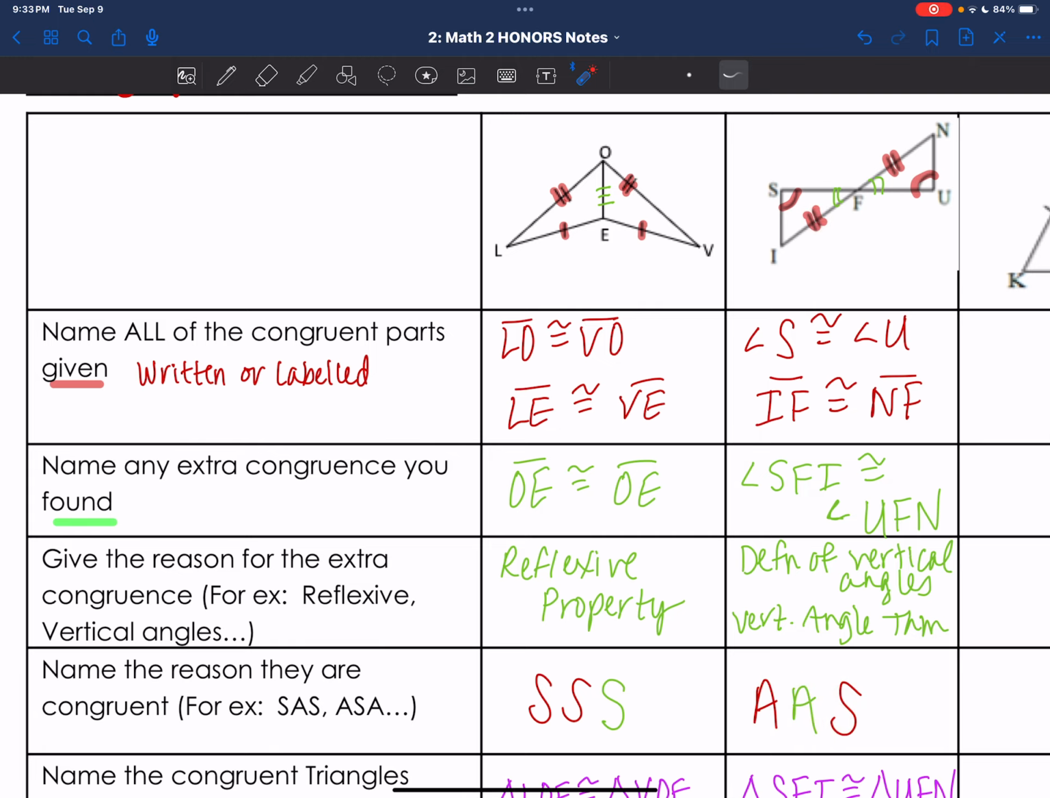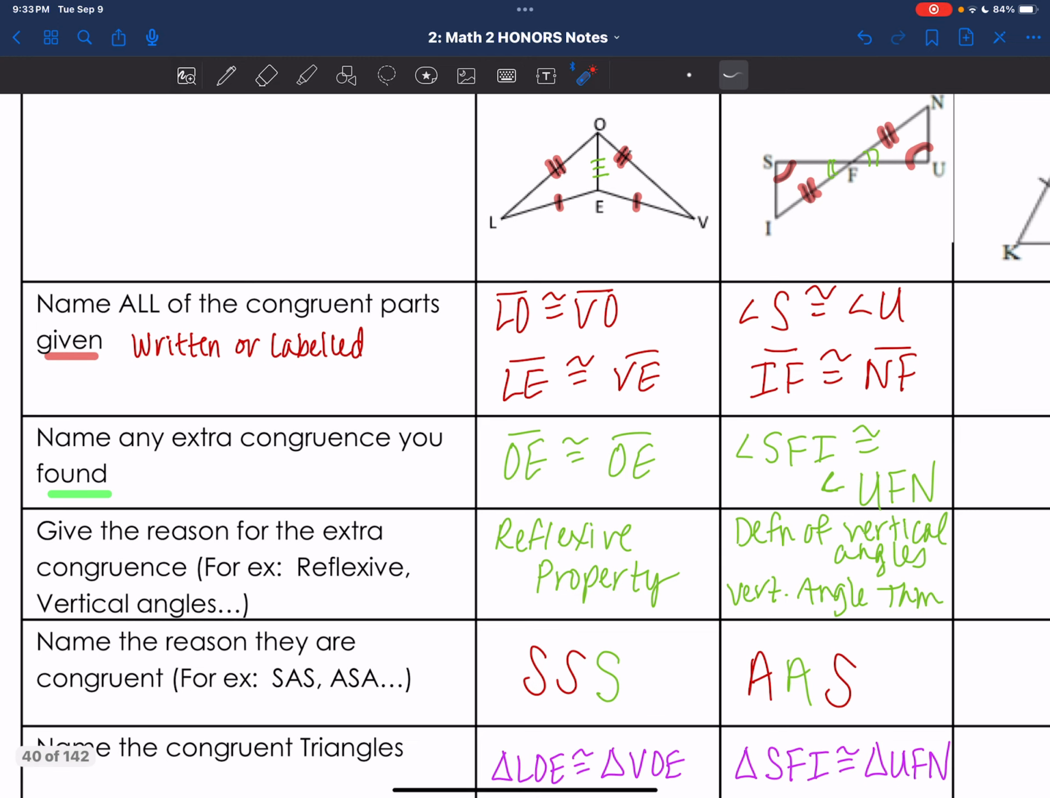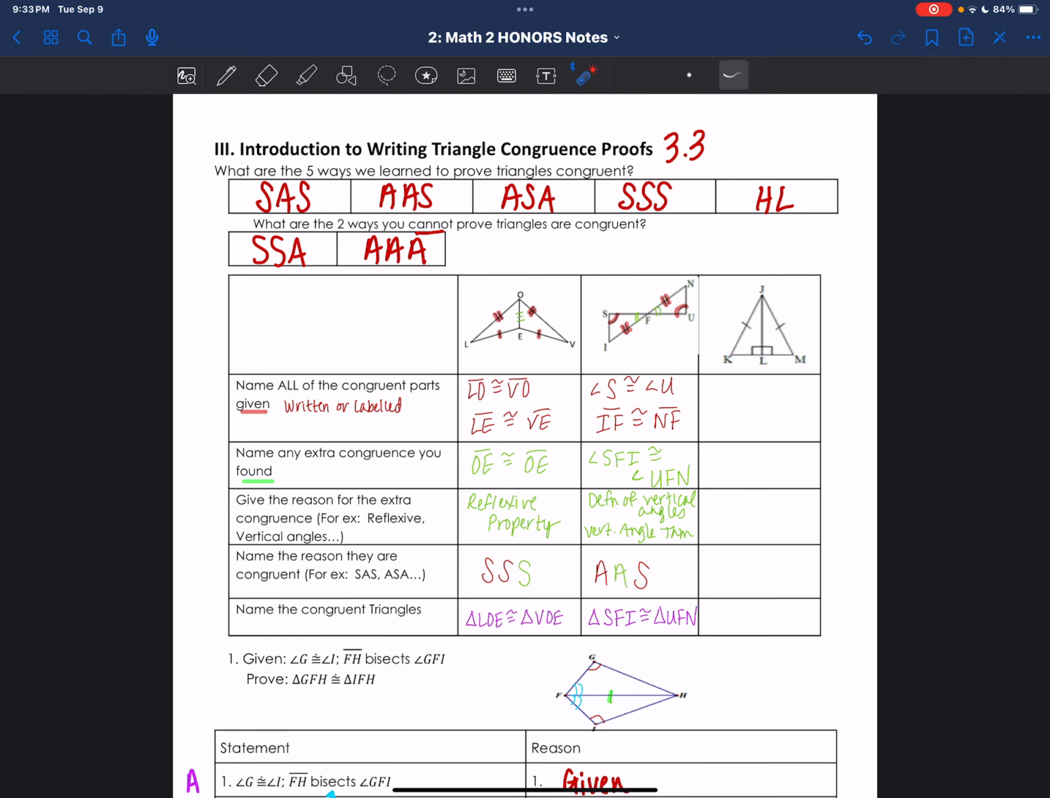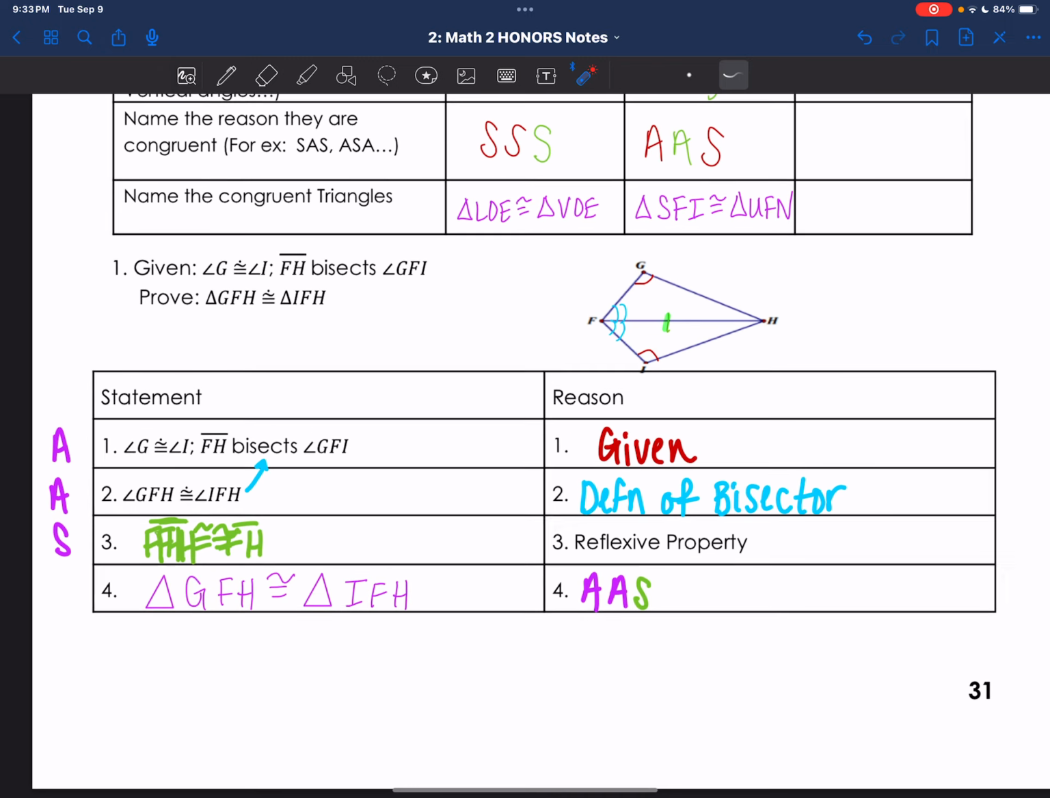And then last but not least, write your triangles, name the congruent triangles. We're going to start with SFI. Since we started with S, order matters, we have to start with U and go UFN. So you write your congruence statement down there. All right, what you're going to do is try this one, and then we're going to get started with some proofs.